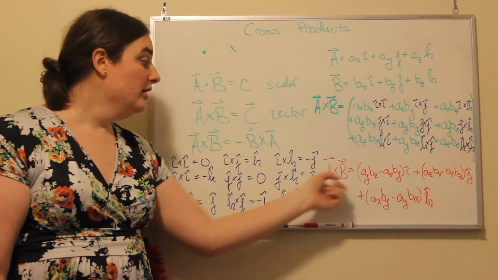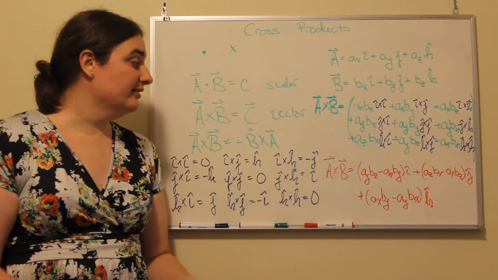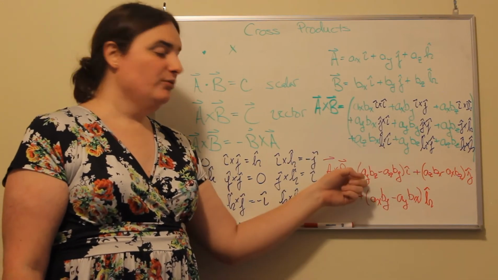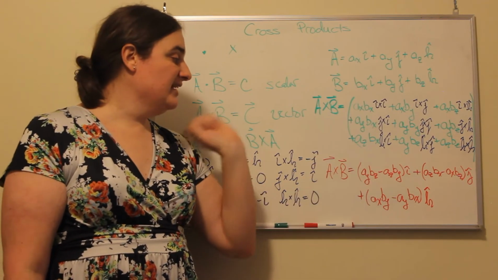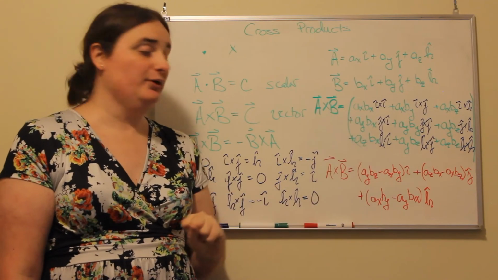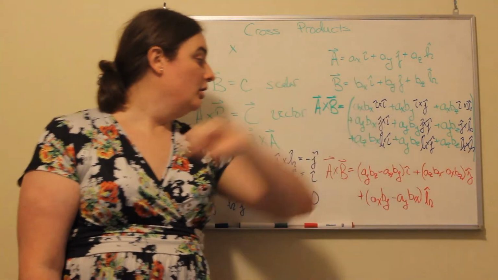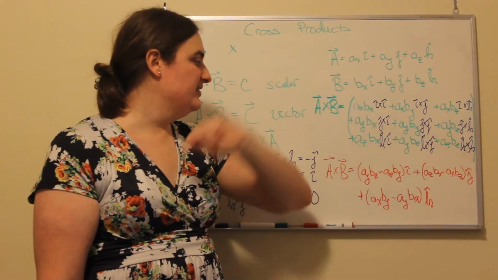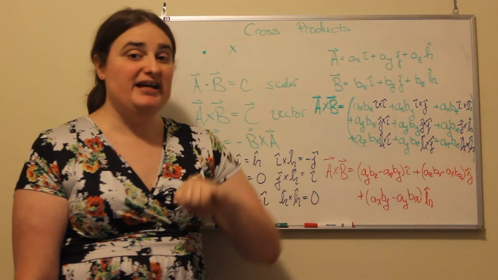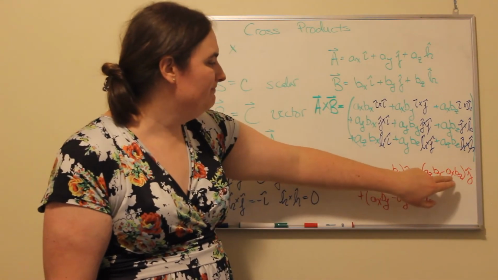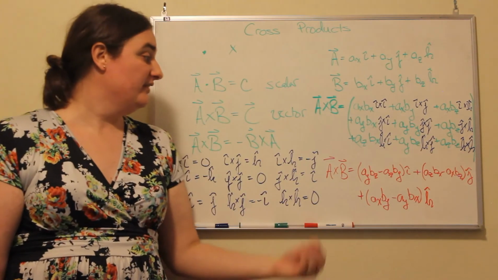What we're left with to calculate the cross product, A cross B, is this: for our x component, we take the y component of A times the z component of B minus the z component of A times the y component of B. For our y component, j hat, we get the z component of A times the x component of B minus the x component of A times the z component of B.